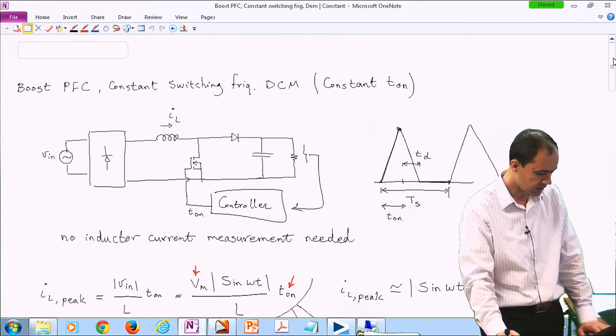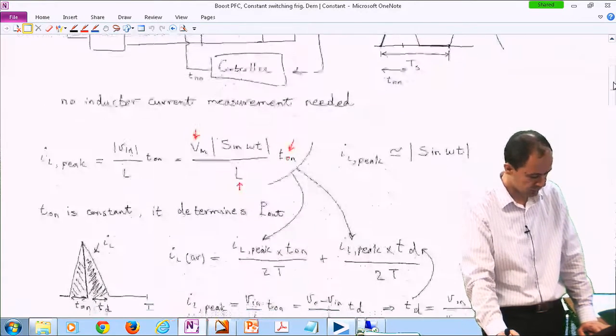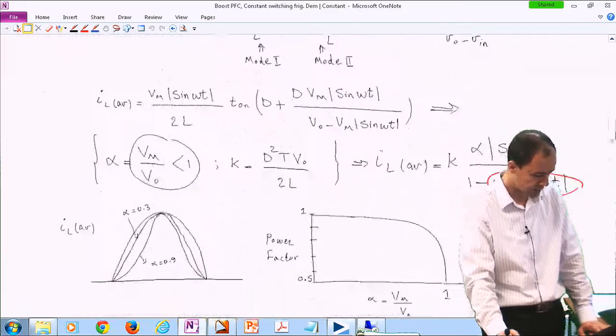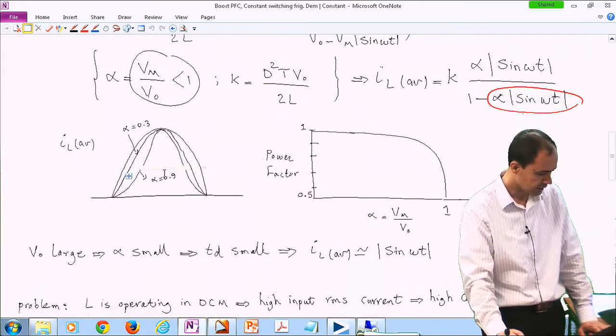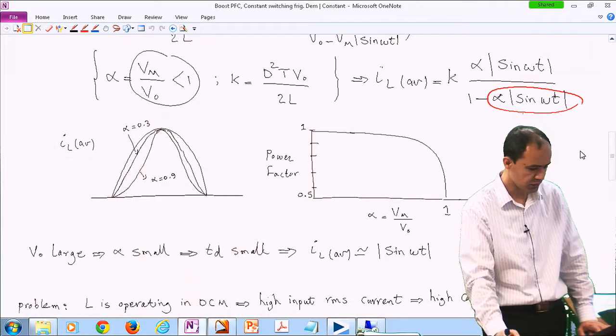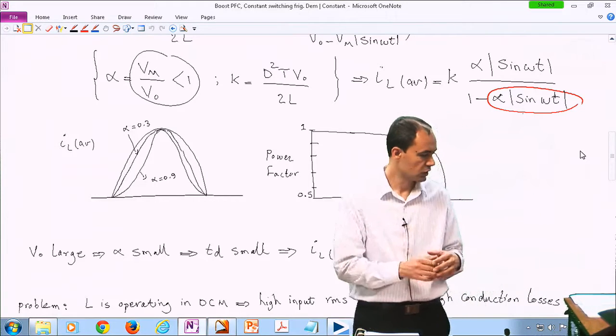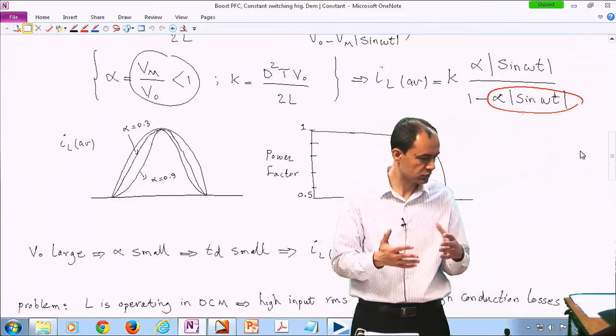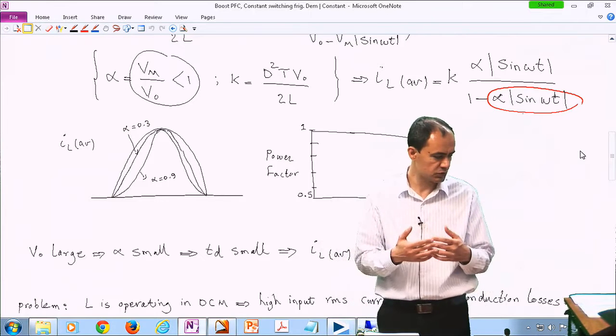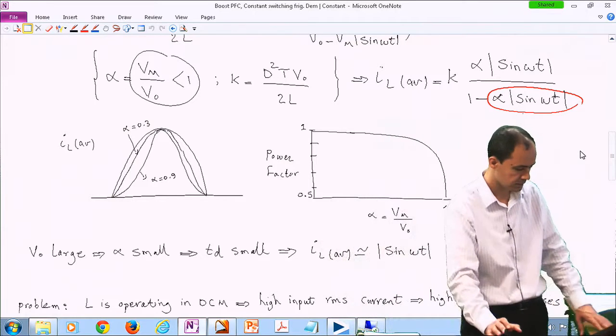Basically, you just keep the on time constant. And we looked at some math, and there's a paper involved, and we realized that, depending on alpha, which is the ratio between your output voltage and the peak value of your input voltage, you can achieve a certain power factor. Like in our simulation, I think it was like 70%.